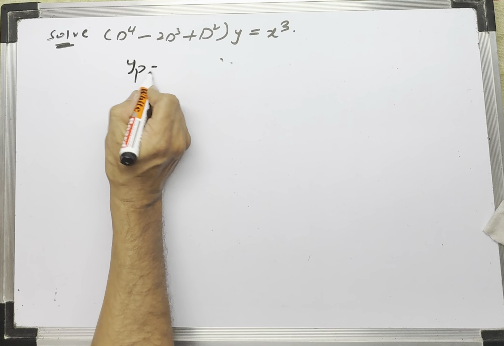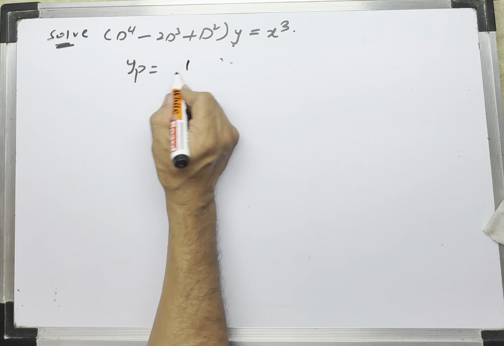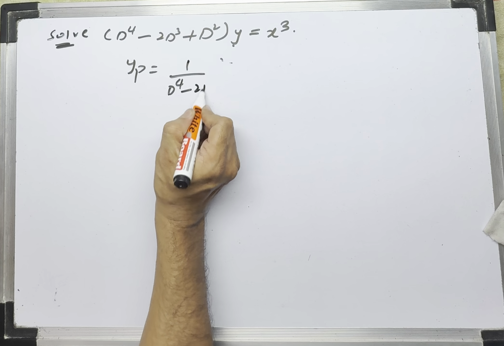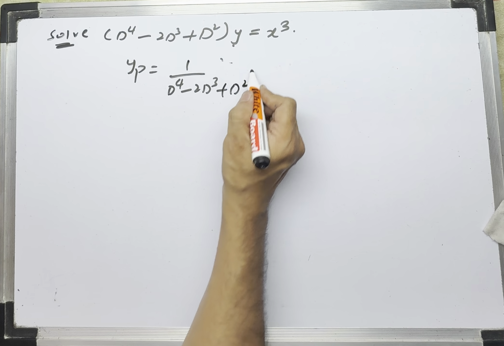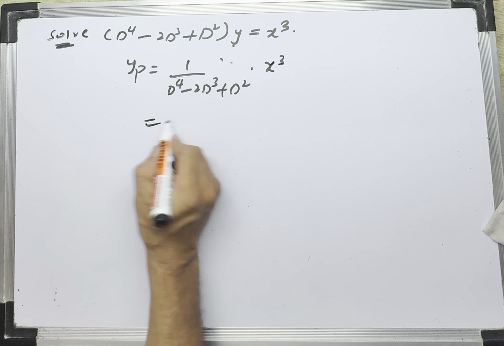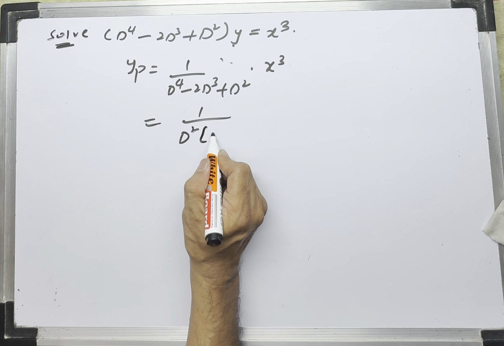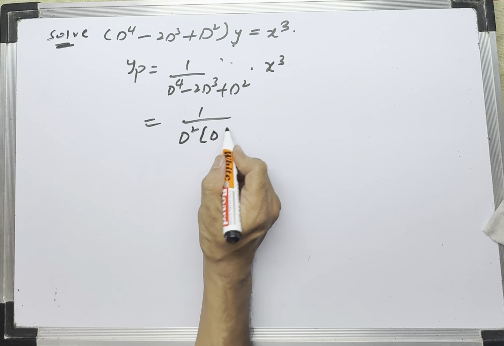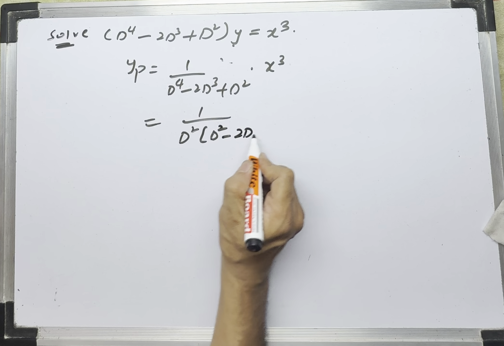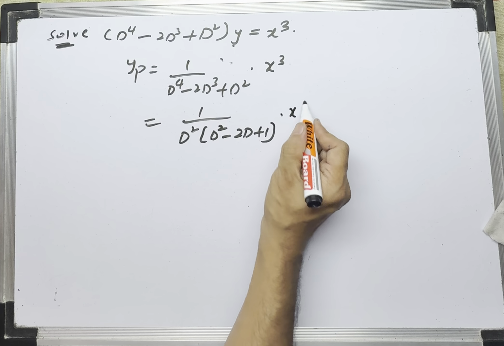Yp equals, this is yp, suppose. This goes to the denominator: 1 by D power 4 minus 2D cube plus D square, into x cube. What we will do? We will take common first. D square common. So what you will get here? D power 2 minus 2D plus 1, into x cube.